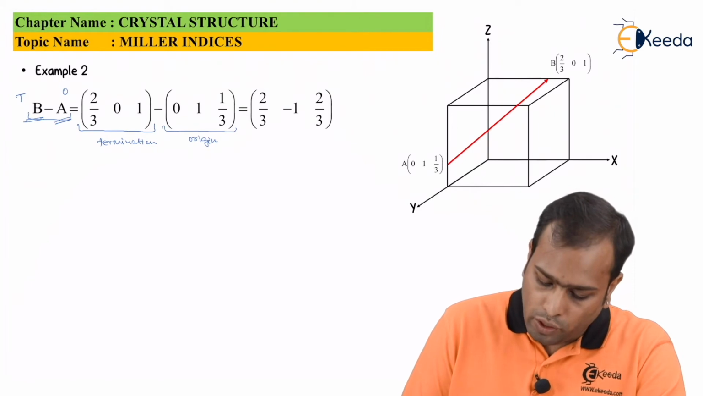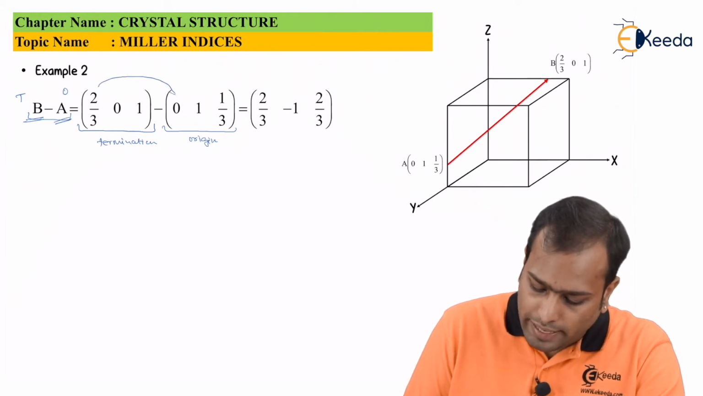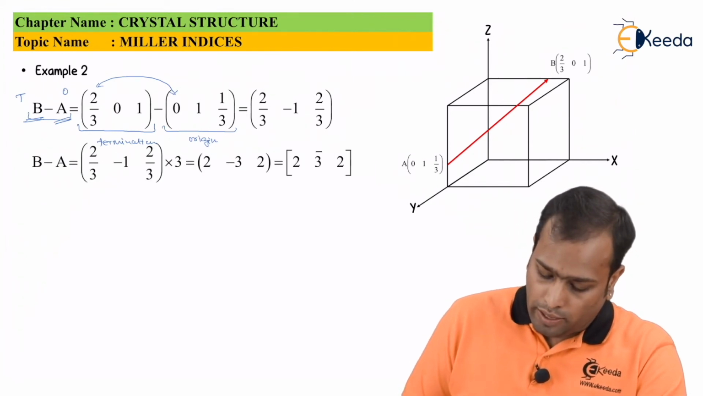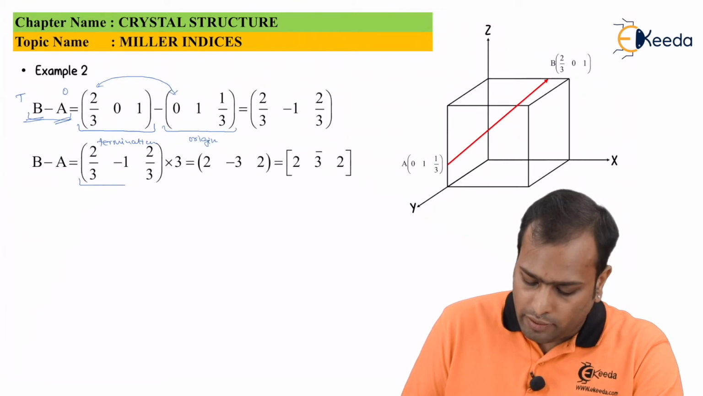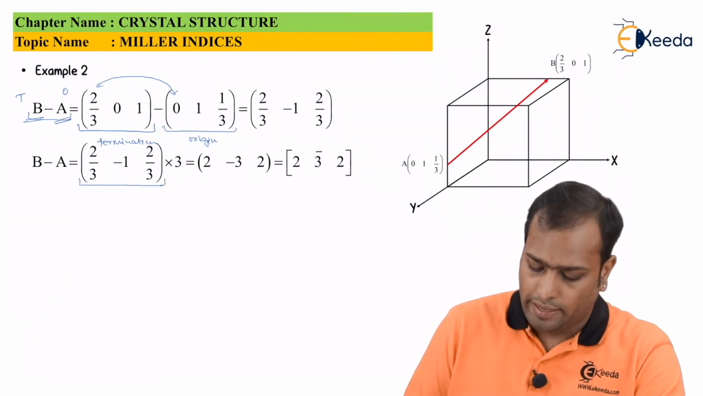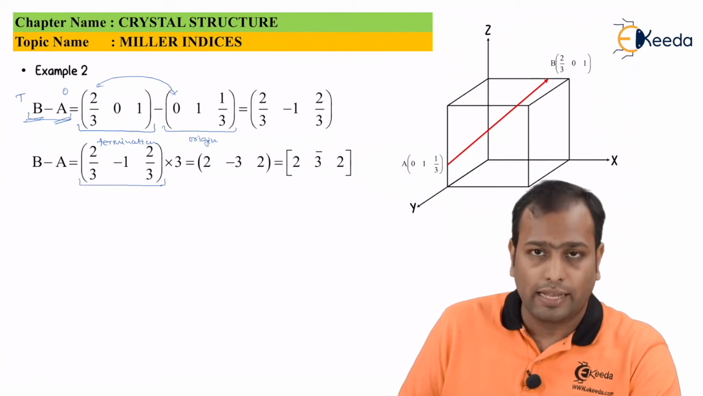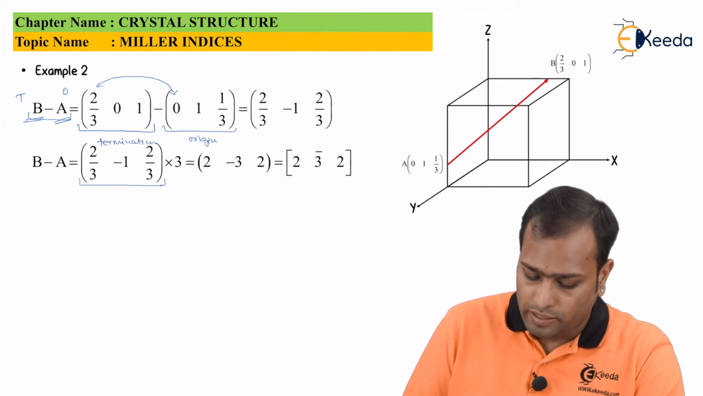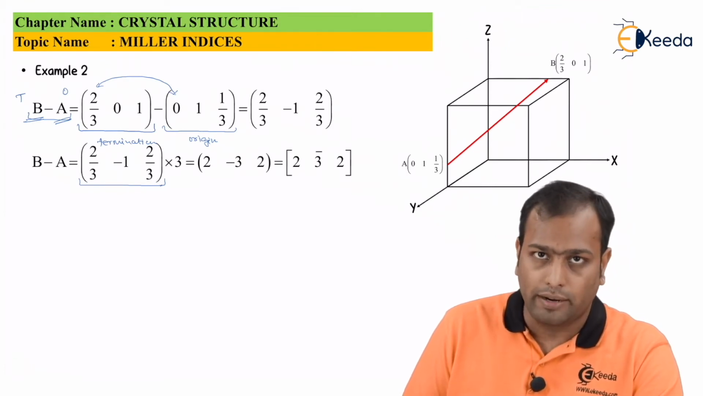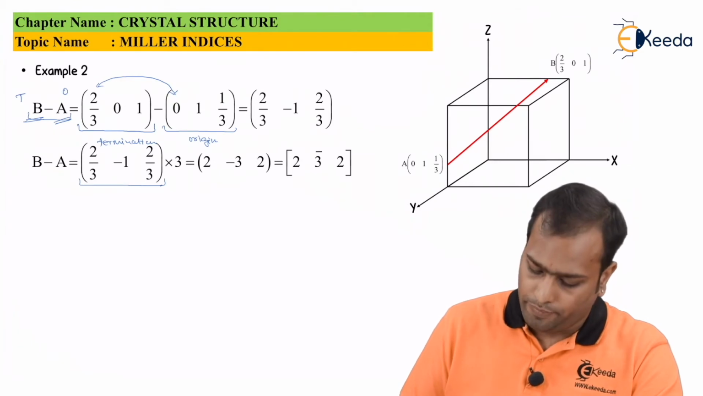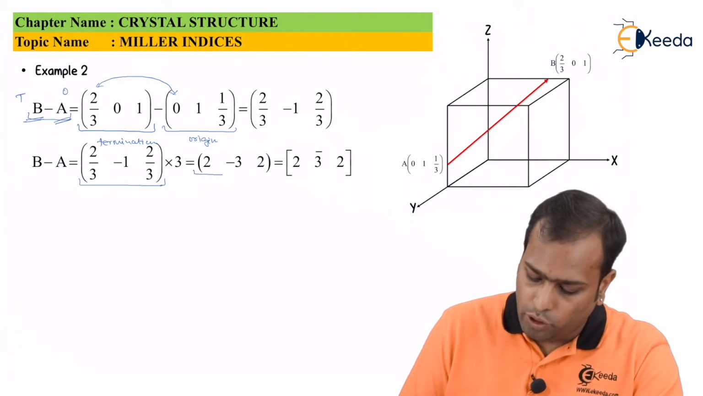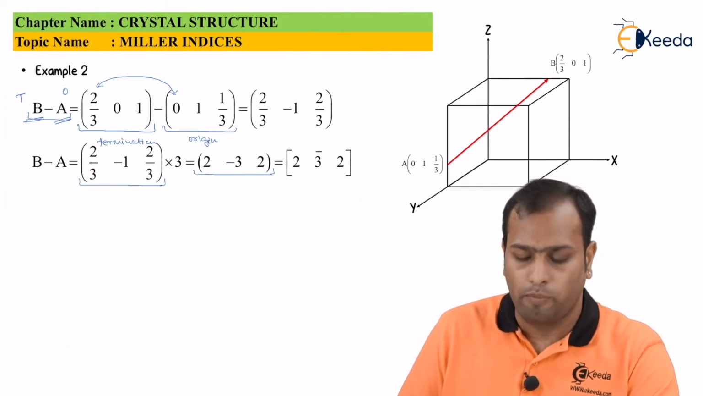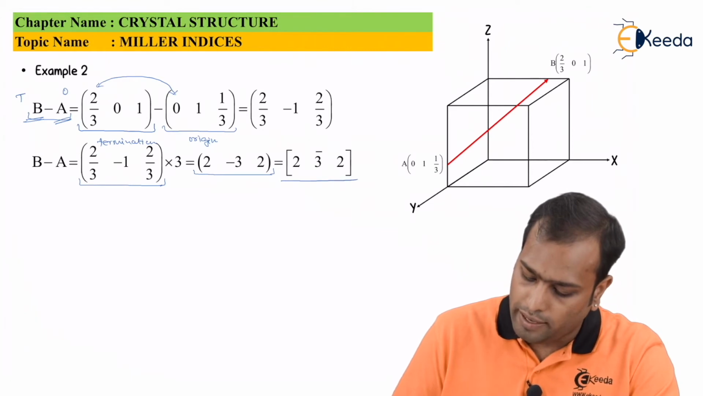Now, how would you do this? You would be subtracting x with x, y with y, and z with z respectively. Now, you will be getting this value as 2 by 3 minus 1 and 2 by 3 again. Now, of course, to rationalize this, we'll be multiplying by 3 throughout. Why do we do this? Of course, because these fractions cannot represent Miller directions. So we would be multiplying it by 3. Now, by multiplying it by 3, we'll get 2 minus 3 and 2. Now, converting this minus 3 into bar form, we'll be having 2, 3 bar and 2.